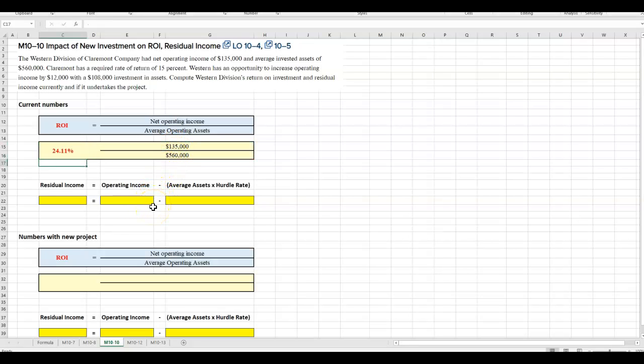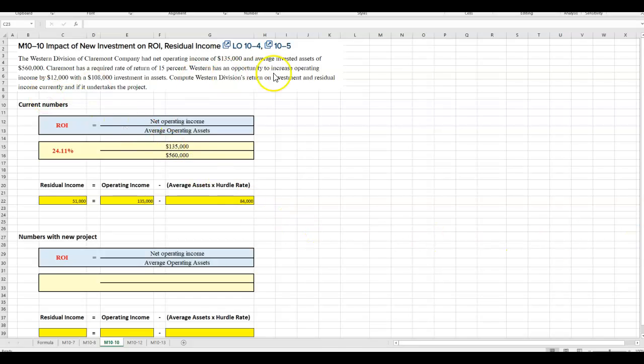ROI of 24.11%. Residual income, so my operating income, again, 135,000. And then I want to take my average assets of 560,000 times my hurdle rate of 15%. Gives me 84,000. So my residual income is then 51,000. If I take on this new project, what happens?